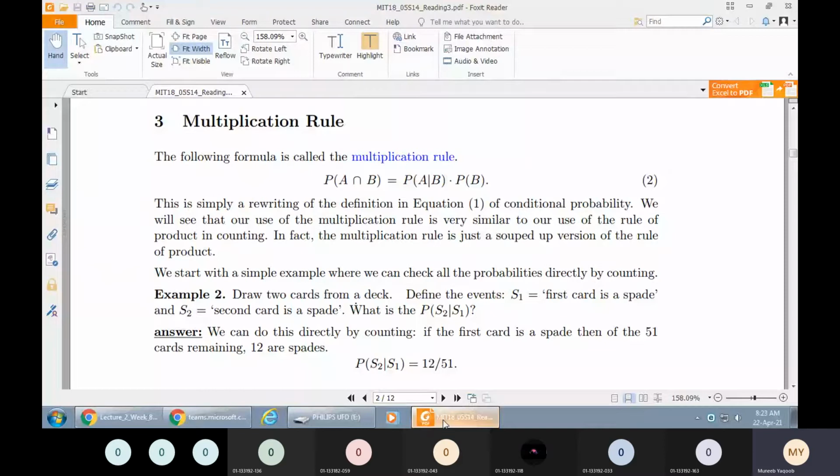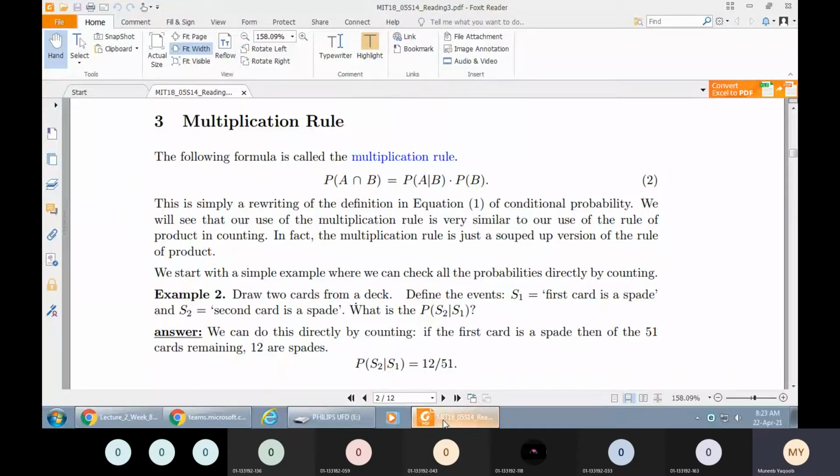So what is probability of A given B? It is basically the probability that event A will occur in future if we are given that event B has already occurred in past. So what is the question here? They are saying that you are drawing 2 cards from a standard deck of cards. Event S1 is the event that the first card drawn is a spade, while event S2 is the event that the second card is a spade as well. So now they want us to calculate the probability of S2 given S1.